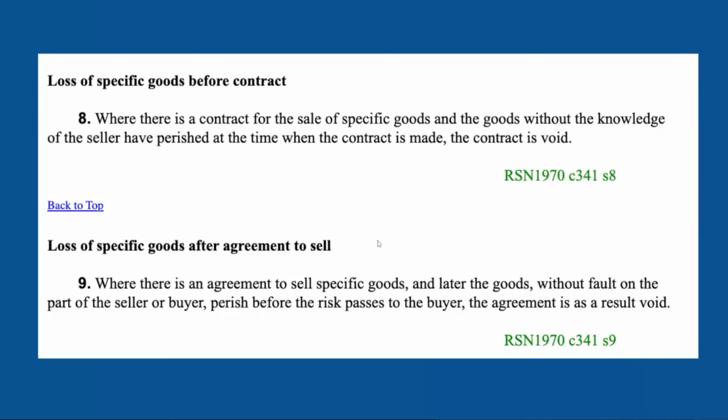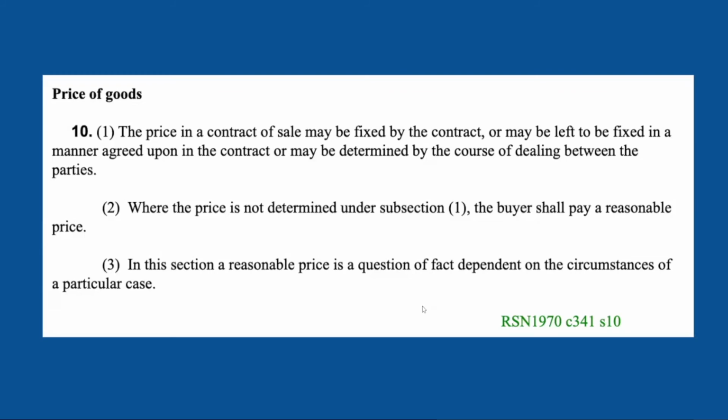If there's a loss of the goods, what happens? The contract is void. Again, it just codifies what we've referred to already. And again, this is the loss. It deals with the same thing. The price of the goods.